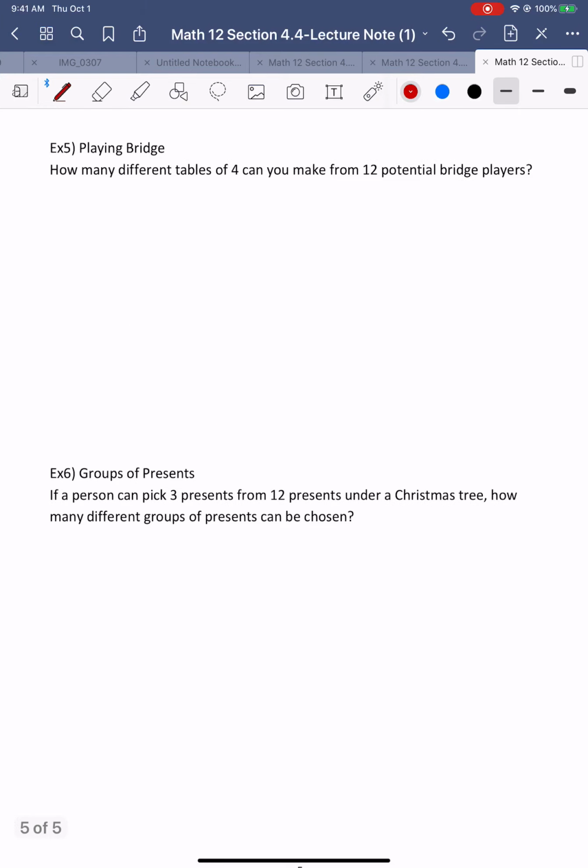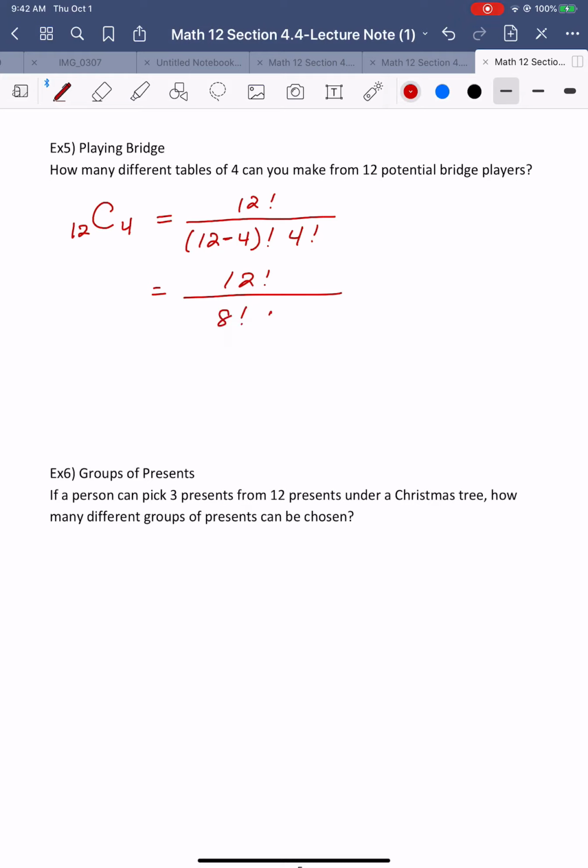Alright, take a look. Playing bridge. How many different tables of 4 can you make from 12 potential bridge players? The player actually is a person, but it doesn't matter which people get together. So there are 12 potential players, and then you pick 4 for a table. So what you do is n factorial, and then you subtract, 12 minus 4 factorial. So far, that's going to be nPr, right? But in order to be a combination, we have to put the 4 factorial. So it's going to be 12 factorial over 8 factorial times 4 factorial.